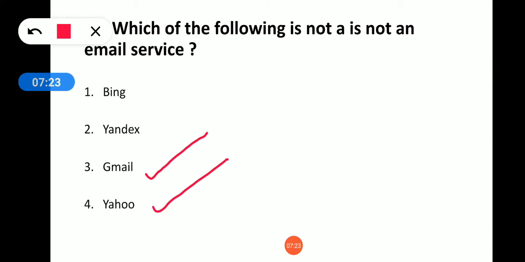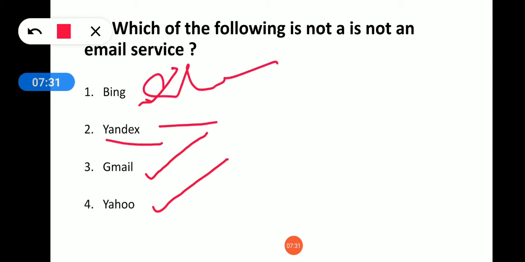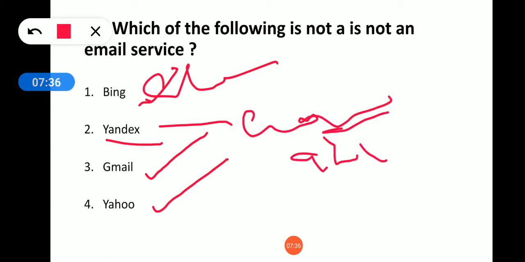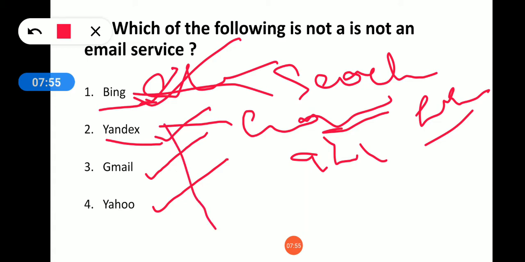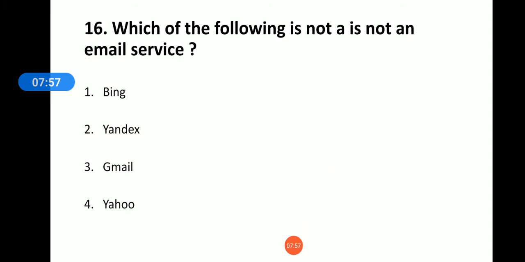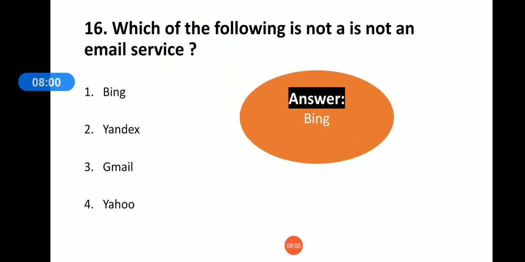Next will be Yandex or Bing. Bing is a search engine. Yandex is also a search engine, with a mail address also provided by Yandex, so it is also a mail domain. Bing is only a search engine like the Google search engine, so it is the correct answer. It is not an email service. These others are all email services, so they are wrong. The correct answer is Bing. Going to the next question.